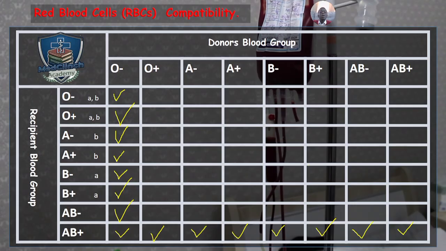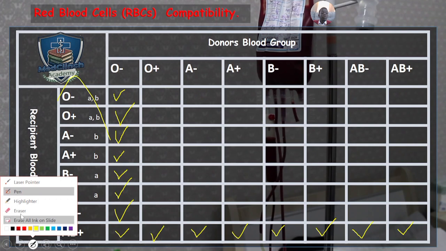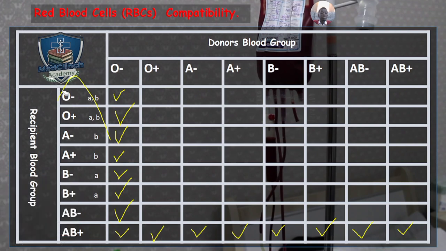So if you have a rhesus negative client, sorry, I don't have... Do I have an eraser? How do I erase this one? Just erase. Yeah, good.